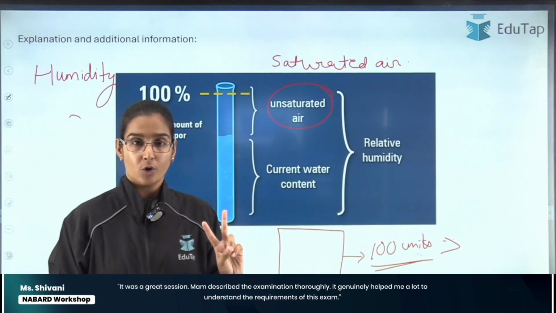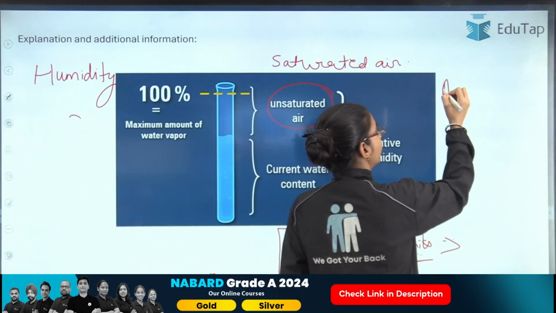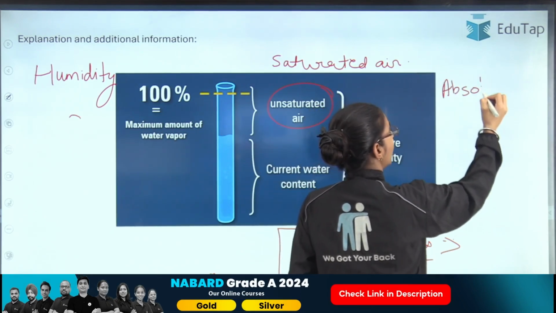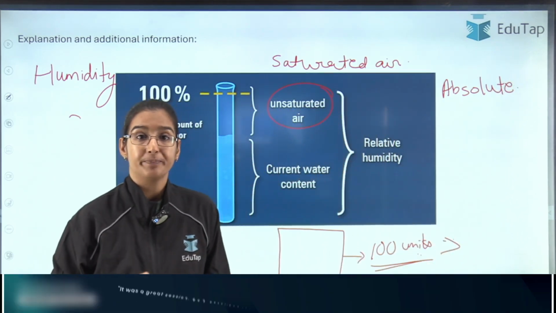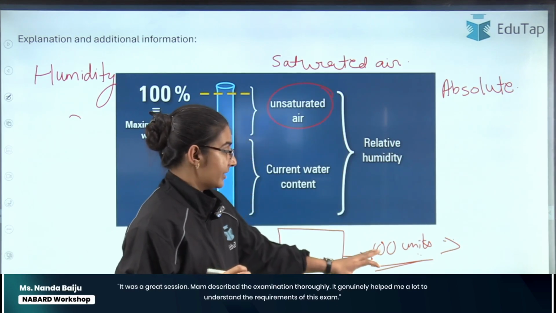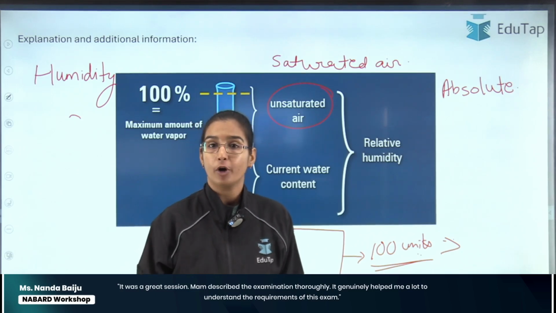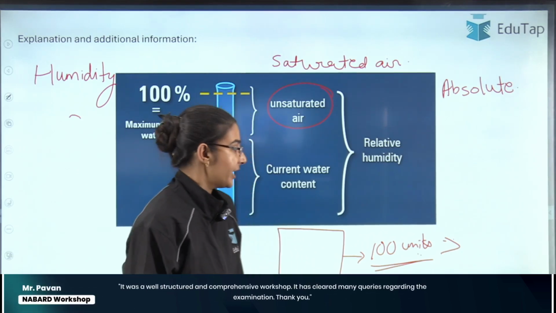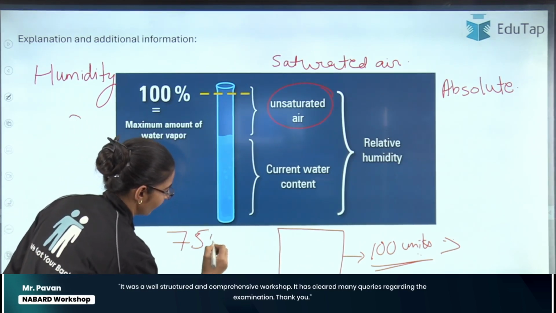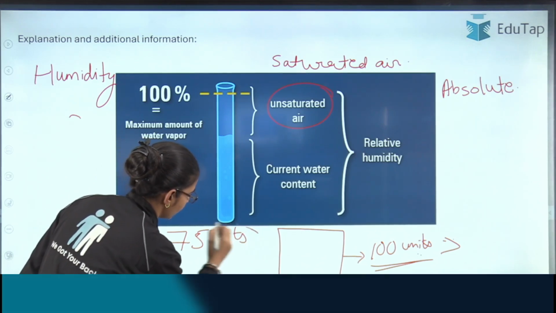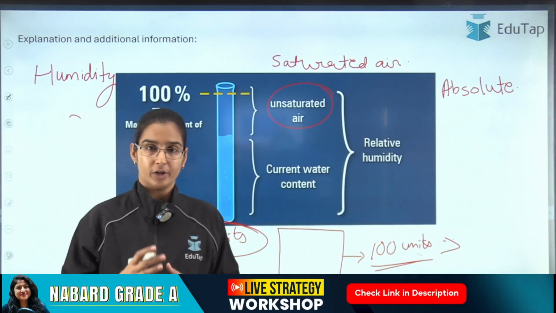Now we have two more concepts to understand, that is relative humidity, and there is one more term which is absolute humidity. Now what is meant by these terms, relative humidity and absolute humidity? See students, this is the maximum capacity I have written here, which the air can hold, right? Now suppose the actual water vapor is 75 units in the air, right? So actually the air is holding 75 units of water vapor.